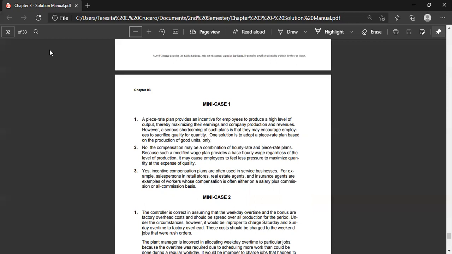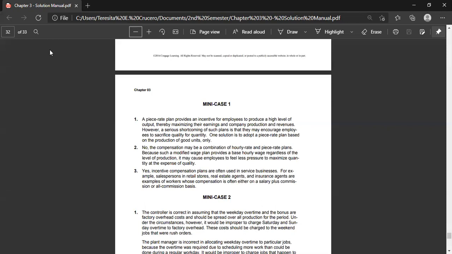So a piece rate plan provides an incentive to employees to produce a high level of output, thereby maximizing their earnings and company production and revenues. However, a serious shortcoming of such plans is that they may encourage employees to sacrifice quality for quantity. One solution is to adopt a piece rate plan based on the production of good units only.